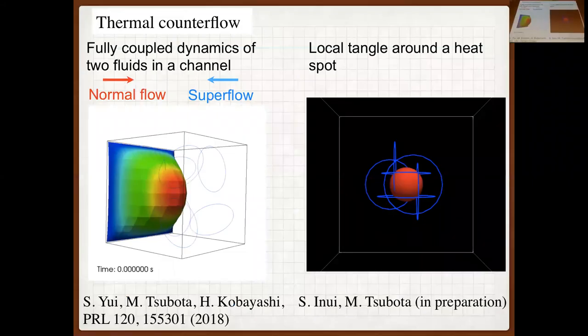So this is some summary of my talk. This is a thermal counterflow. First, we performed fully coupled dynamics of the two fluids in a channel. It's difficult to see, but the vortex lines are in a counterflow. And these vortices become closed and become a tangle. And through the mutual friction, the normal fluid velocity field is distorted.